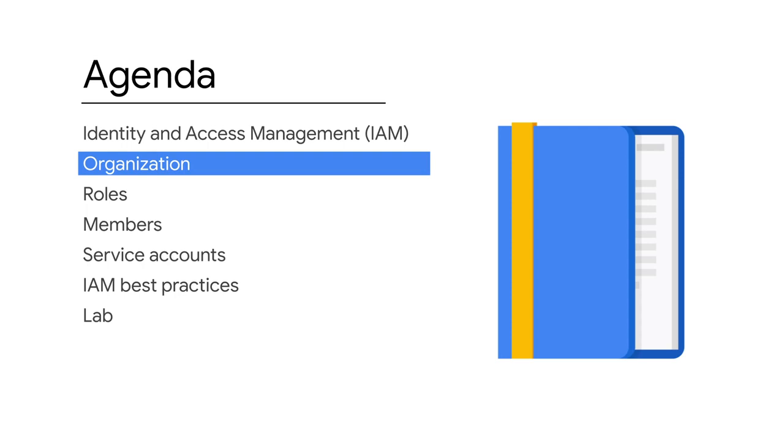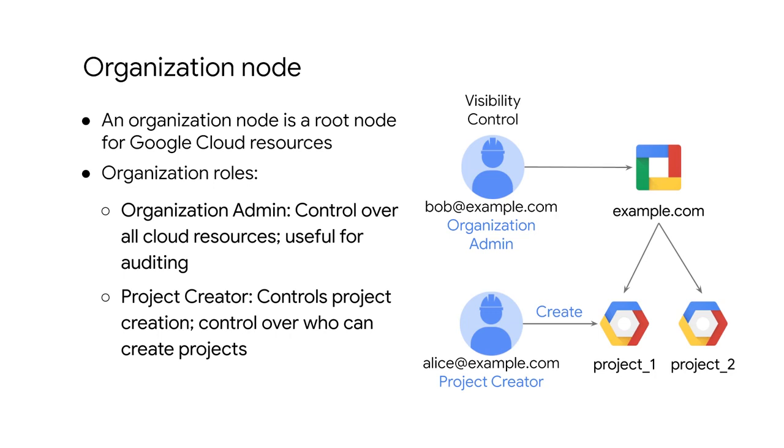Let's learn more about the organization node. As I mentioned earlier, the organization resource is the root node in the GCP resource hierarchy. This node has many roles, like the organization admin. The organization admin provides a user like Bob with access to administer all resources belonging to his organization, which is useful for auditing.